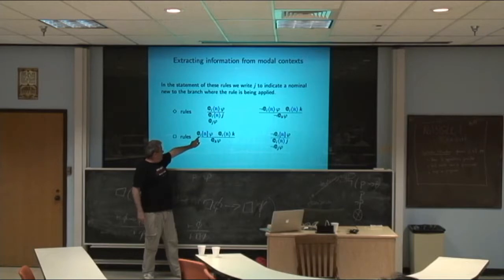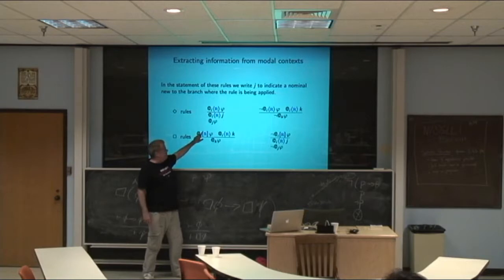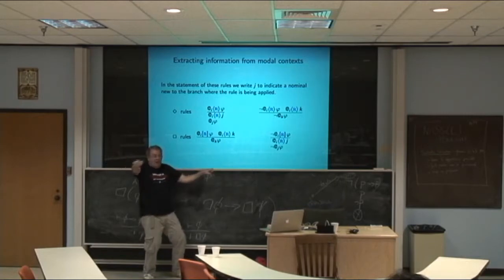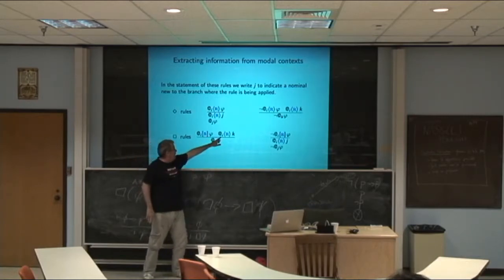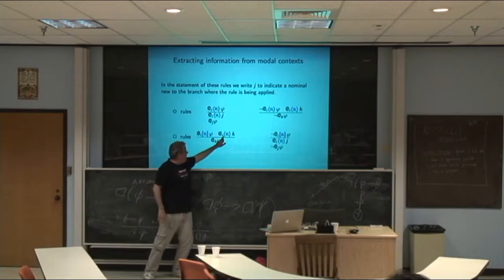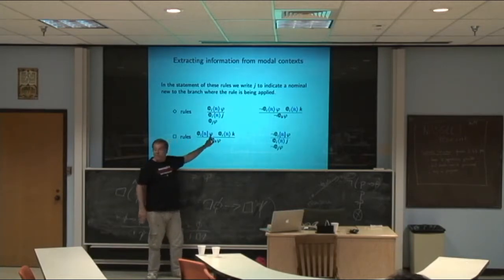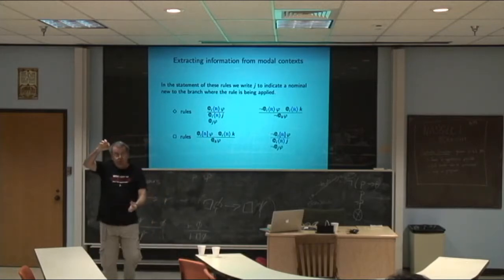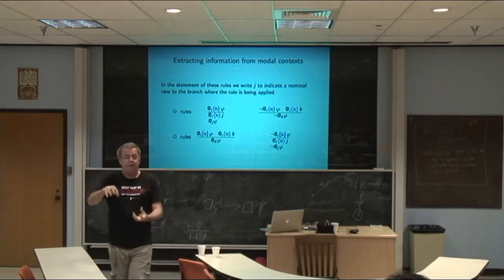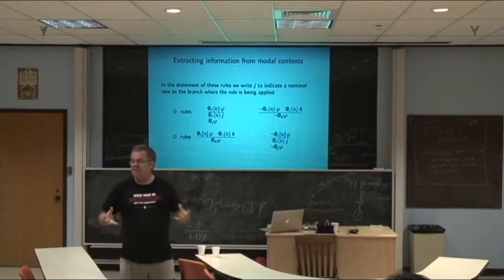If at I, under all R transitions, I see phi, so if standing at the point I, I've got a box claim, so all R transitions lead to phi, and hey, I can go from I via R to K, then at K I've got to pick up this information. The way to think about it, these rules have two premises. You should think of the box there as kind of like a demon, okay? Like a computer demon, it's waiting to fire.